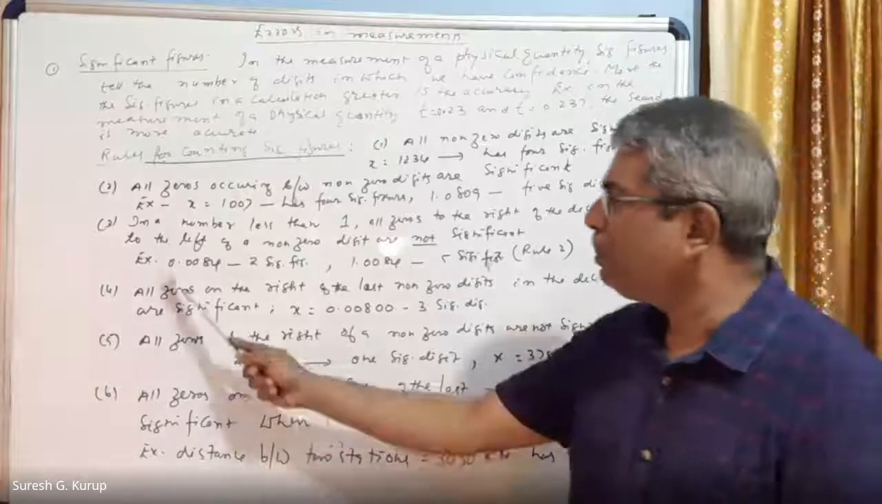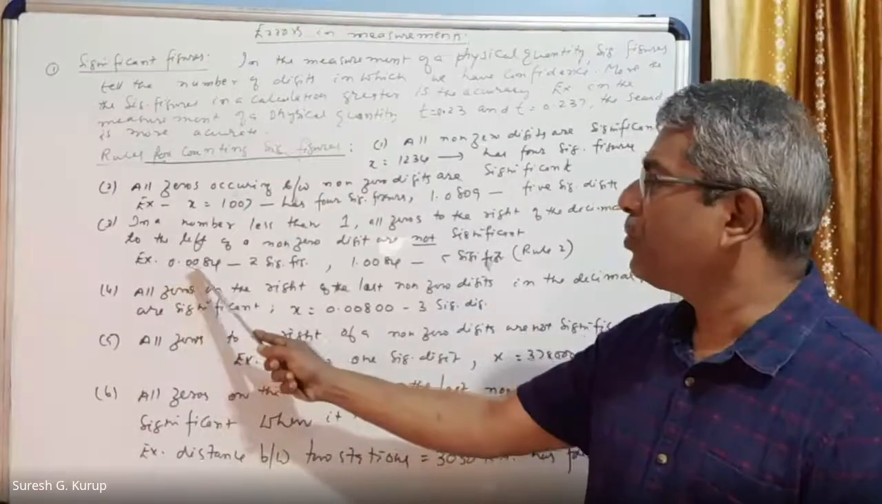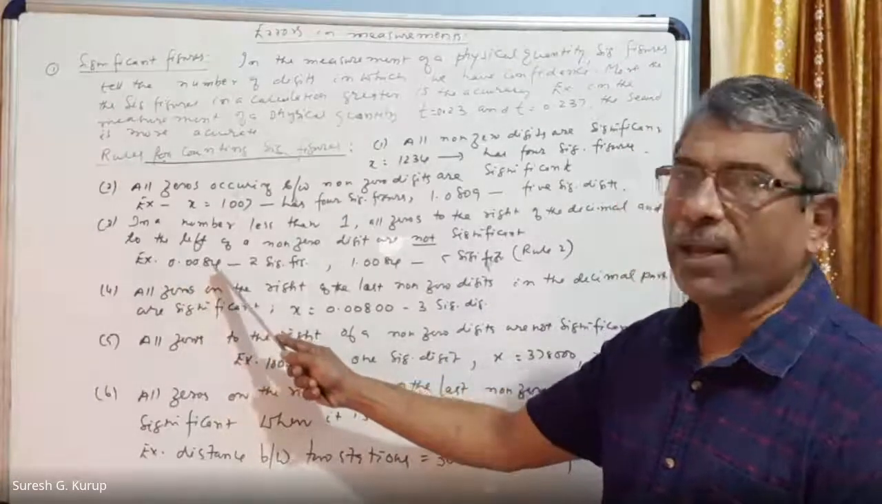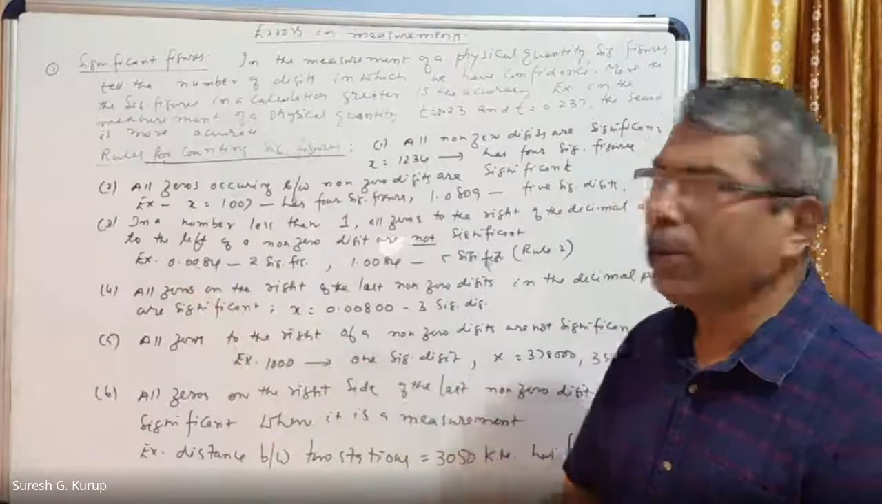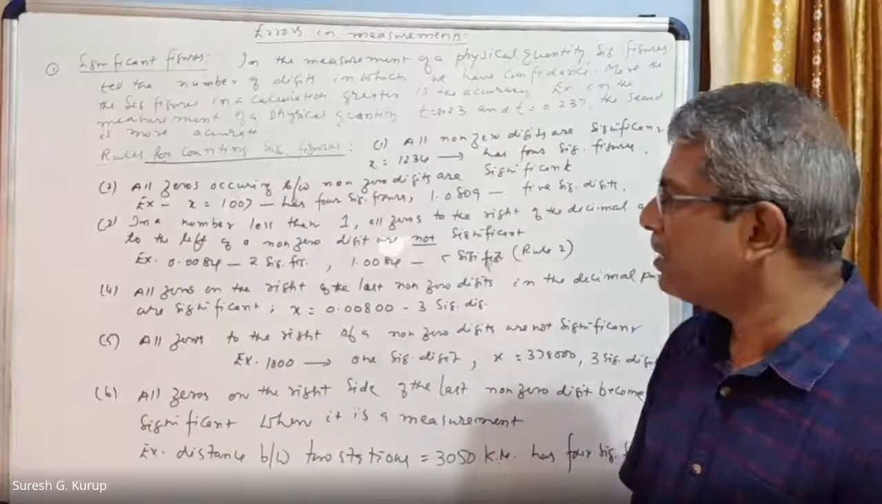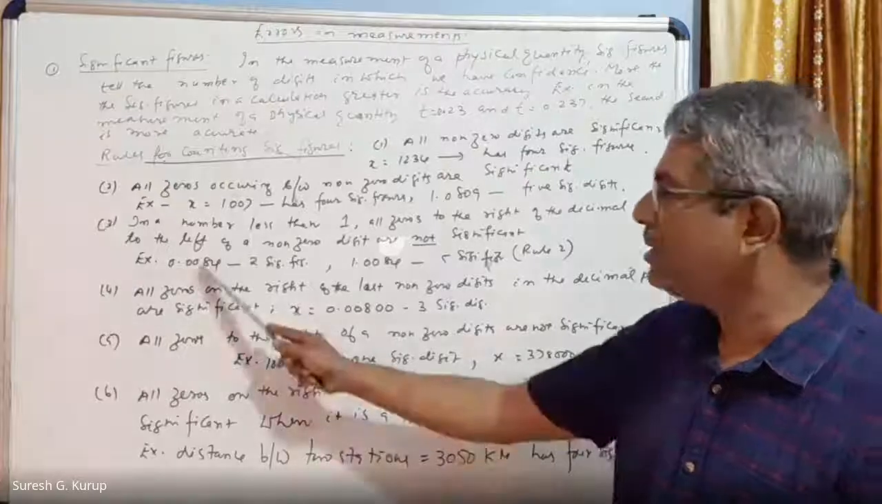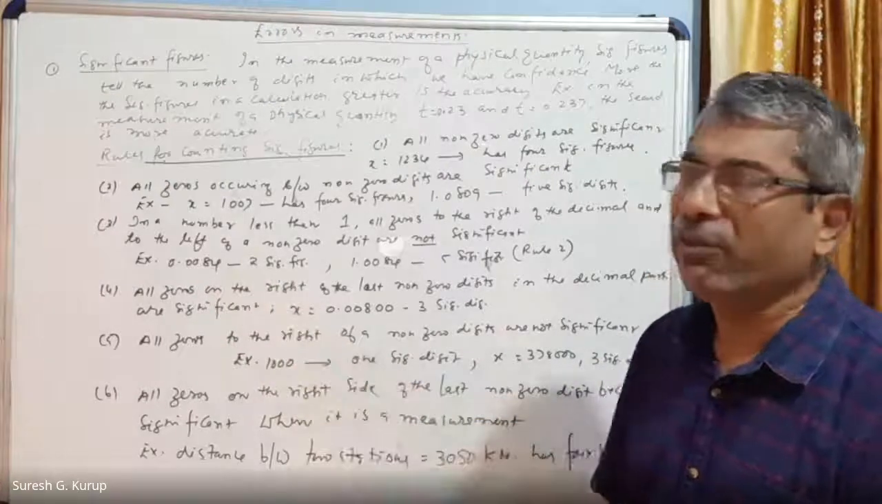So in this number 0.00, these two zeros are not taken as significant figures in the calculation. So in this number, we have only two significant figures.